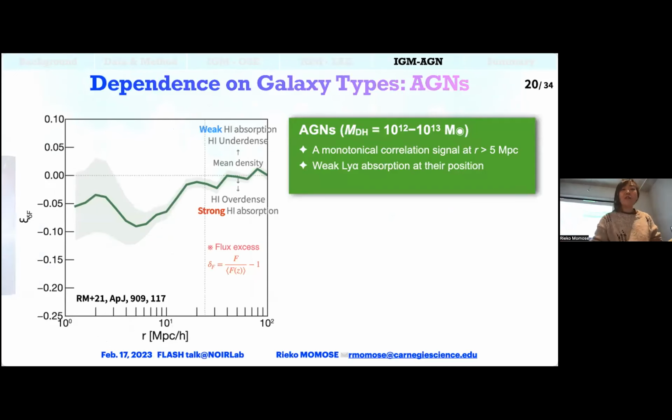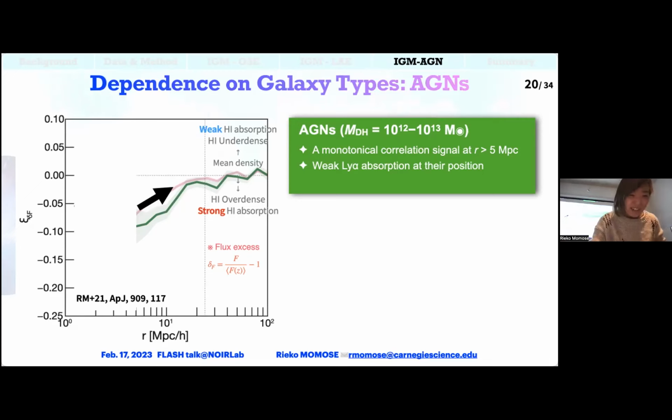Okay, finally, I talk about the AGN, which are sometimes used as markers of galaxy overdensity. So the AGN correlation function shows a very different signal from the [OIII] emitters and Lyman alpha emitters. And it has two interesting features. The first is a monotonic decline of the correlation signal seen beyond 5 megaparsec. So that implies the spatial correlation between AGN and IGM neutral hydrogen on a larger scale, say larger than 5 megaparsec from our results.